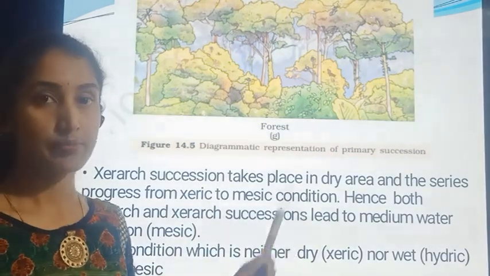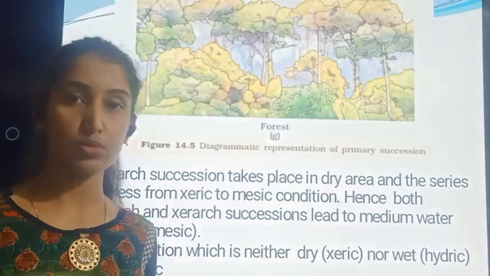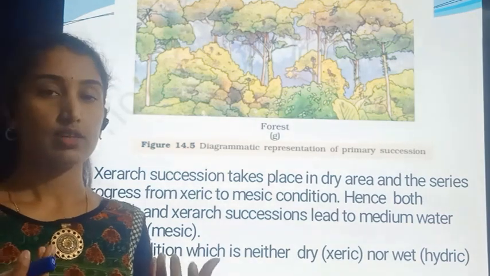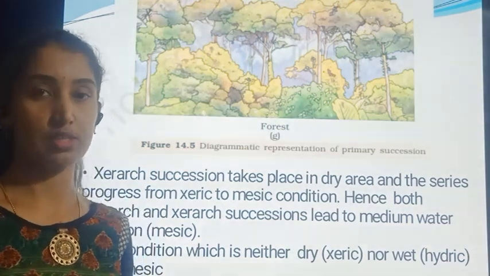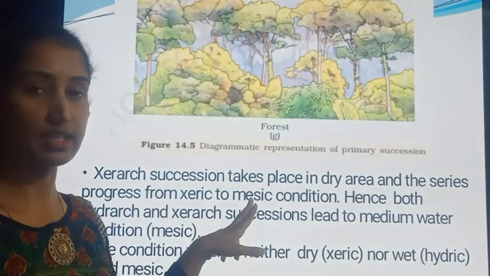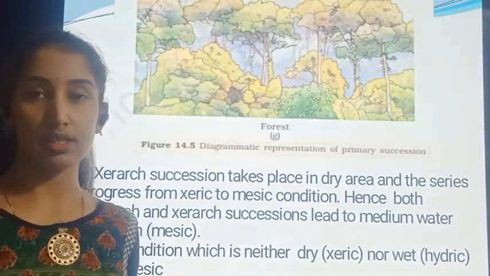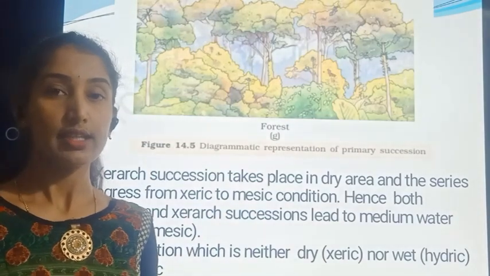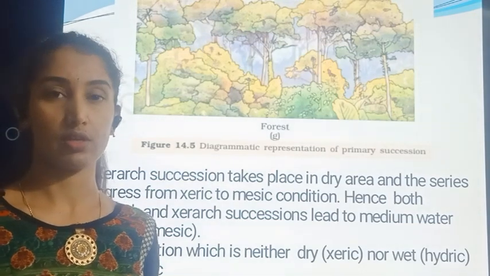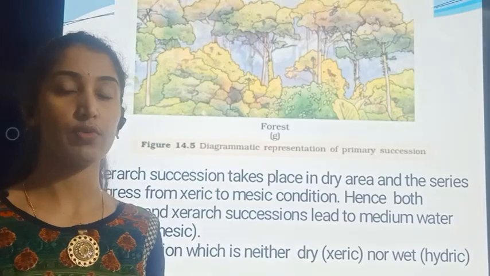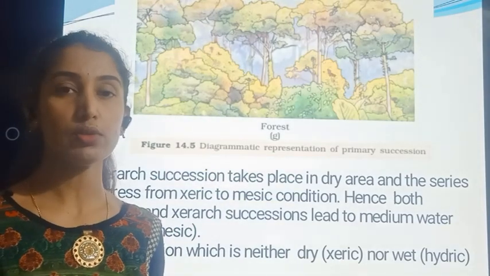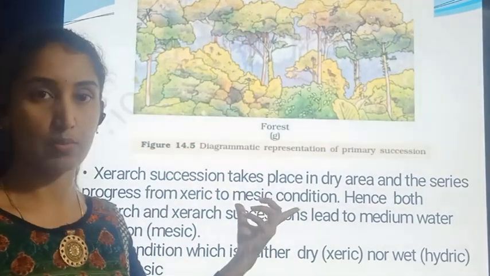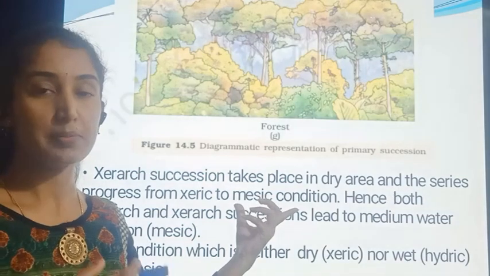In the previous class itself, we came to know xeric condition means a dry condition, where the succession begins or starts. Mesic condition means the condition in the environment where there is a moderate or favorable climatic condition for the beginning of a new community or a new ecosystem. Moderate condition is nothing but the mesic condition.